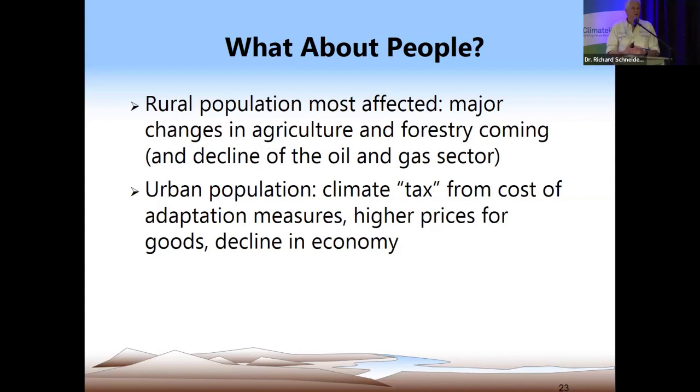Is it all good? Of course not, though. This adaptation that we're all talking about here, it costs money. It costs a lot of money. Our whole infrastructure is geared around a certain climate.